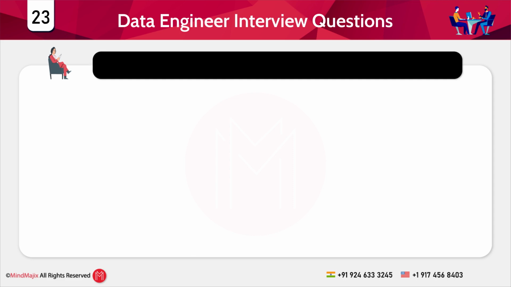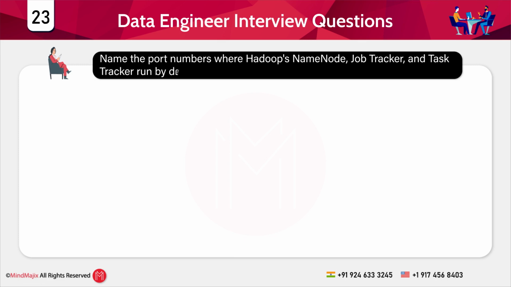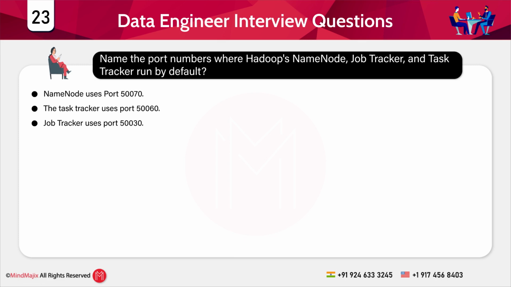The next question is, name the port numbers where Hadoop's NameNode, job tracker, and task tracker are run by default. So the default Hadoop port numbers for the NameNode, task tracker, and job tracker are, as you can see on the screen. NameNode uses port number 50070, task tracker uses port number 50060, and job tracker uses port 50030.